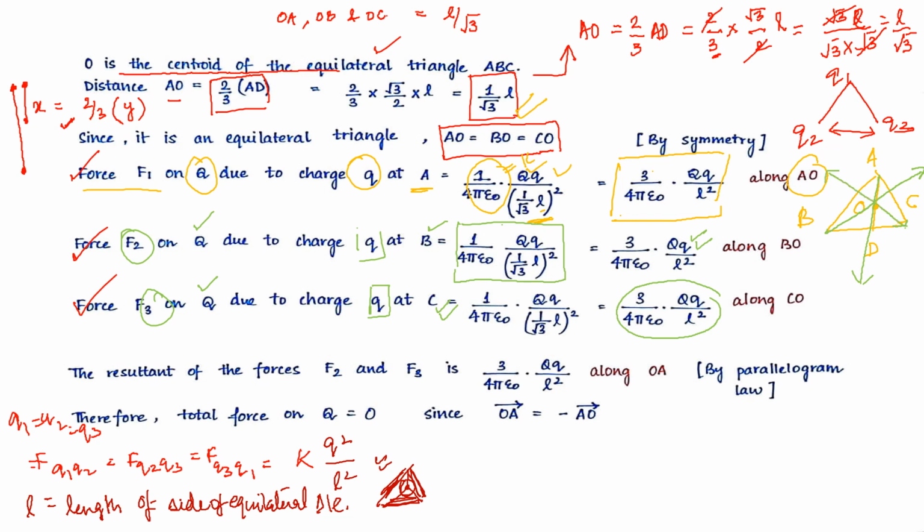Now we have got the force in 3 different directions. It is very important to use the parallelogram law of vector addition to understand how these will be added up. So in this case we will have the resultant of forces F2 and F3 as 3 by 4 pi epsilon naught Qq by L square along OA.